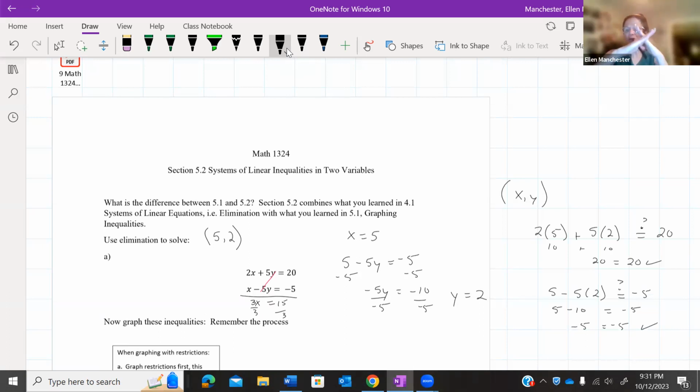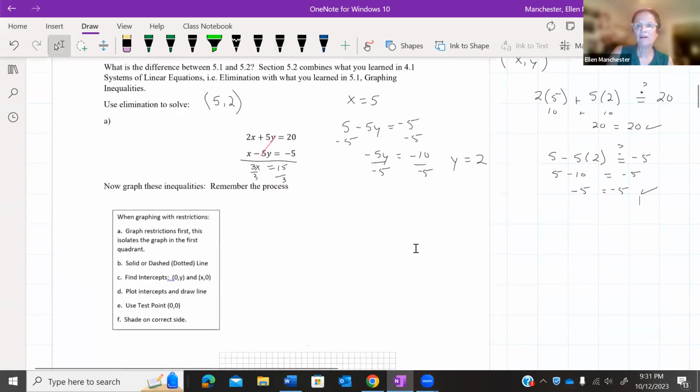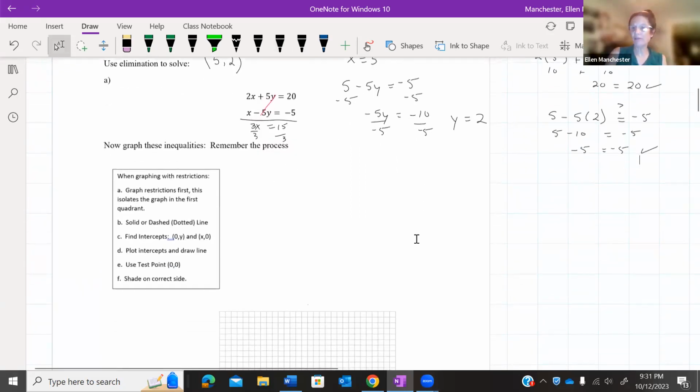What that means is those two lines, that's where they crossed. They crossed at that one particular point. That's when both equations are equal. Okay, so that's your elimination. So now what we're going to get into is graphing. You can think of it as steps, but there's a logical sequence of why you're going to graph the way you're going to graph.